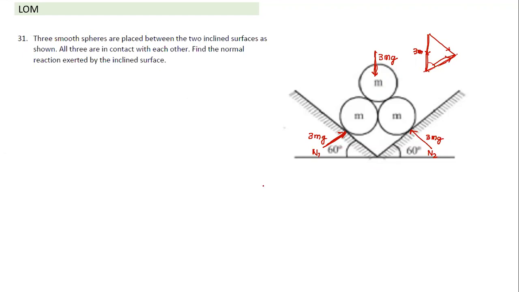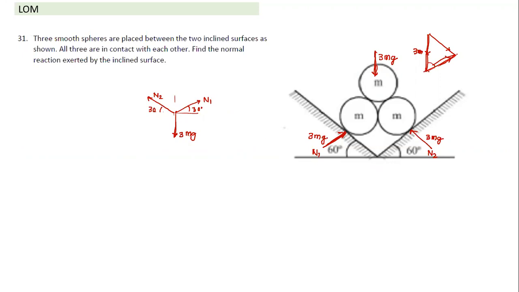Otherwise, we can also solve it another way. What is the other way, if I draw a free body diagram? If I take all three as a system, we'll have three forces acting. One is weight, 3 mg, acting downwards. Then reaction N1 is acting at an angle of 30 degrees with the horizontal, and N2 also is acting at 30 degrees. Since both angles are 30 degrees, the horizontal components cancel each other, N1 is equal to N2, and the sum of their vertical components has to be equal to 3 mg. That's also how we can solve it.